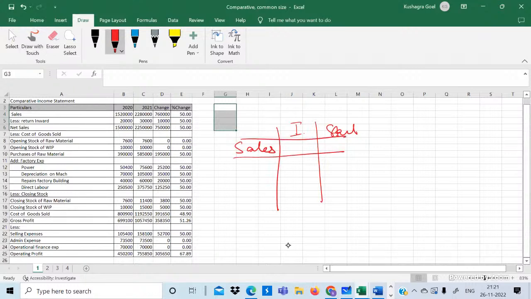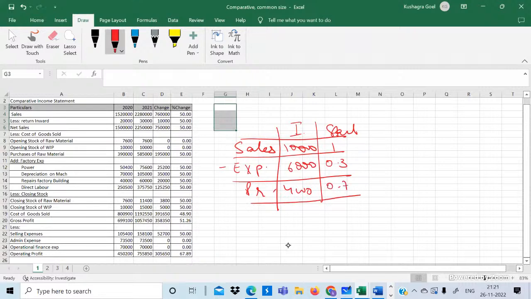Let's say sales over here is 10,000 crores. Over here it is 1 crore. Then I reduce my expense. Expense over here is, let's say, 6,000 crore. Over here it is 30 lakhs. Finally, if I look at profit, profit over here is 4,000 crores. Over here it is 0.7 crores.